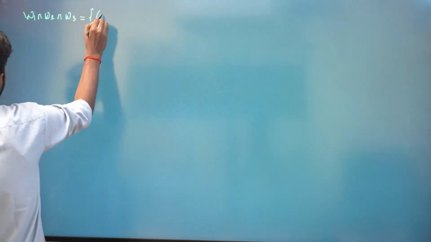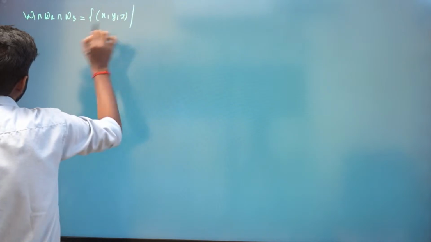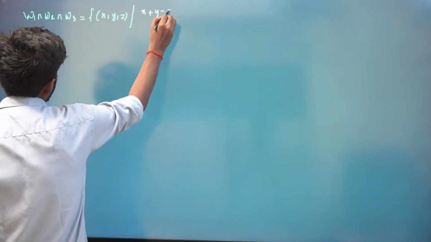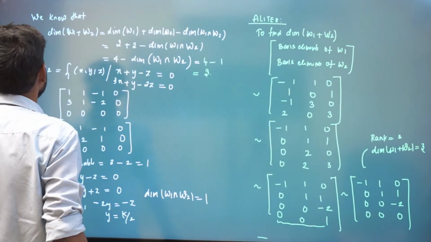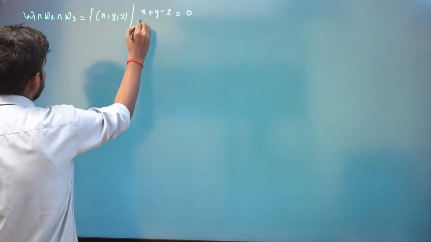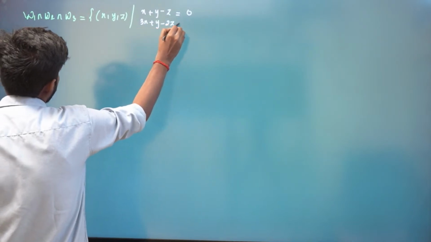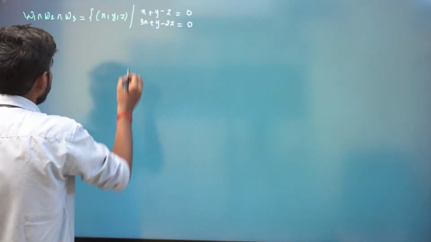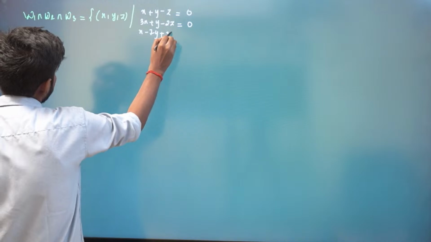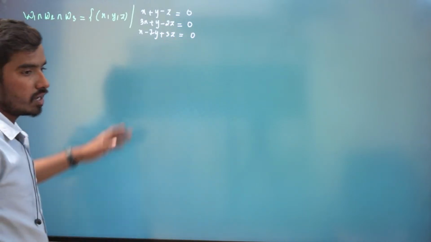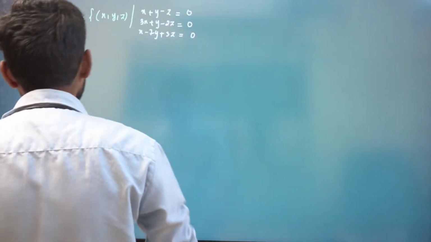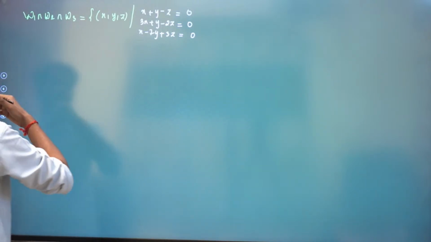It consists of all those (x, y, z) that satisfy all three equations: x plus y minus z is 0, 3x plus y minus 2z is equal to 0, and x minus 7y plus 3z is equal to 0. So we just have to find the dimension of the solution space of this homogeneous system. I think you can do this; we are solving many problems like this.